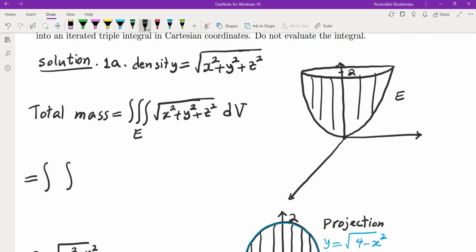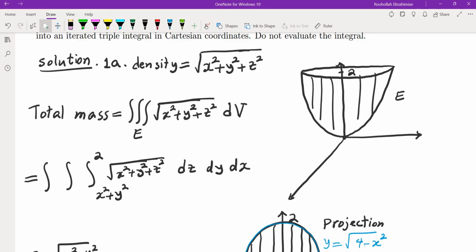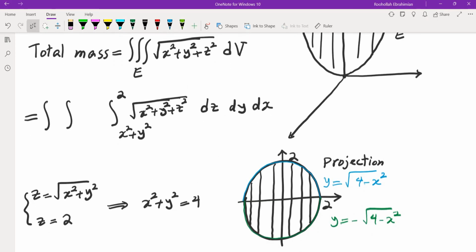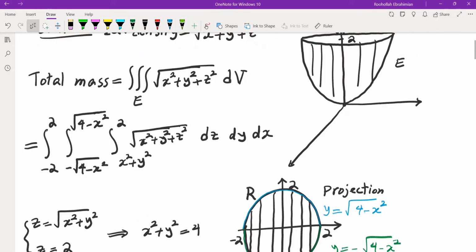So it would be the triple integral of the integrand, which is root x squared plus y squared plus z squared, dz dy dx, or we could do dx dy. I did it as a vertically simple region, so it would be dy dx. The bottom of the solid is x squared plus y squared. The top of the solid is 2, so those are the limits of z. Next we'll have to look at the limits of y. The limits of y are the bottom of this region R and the top of the region R. So negative root 4 minus x squared and positive root 4 minus x squared. And the limits of x are left, which is negative 2, to right, which is 2. And they said do not evaluate the integral, so that is our answer.